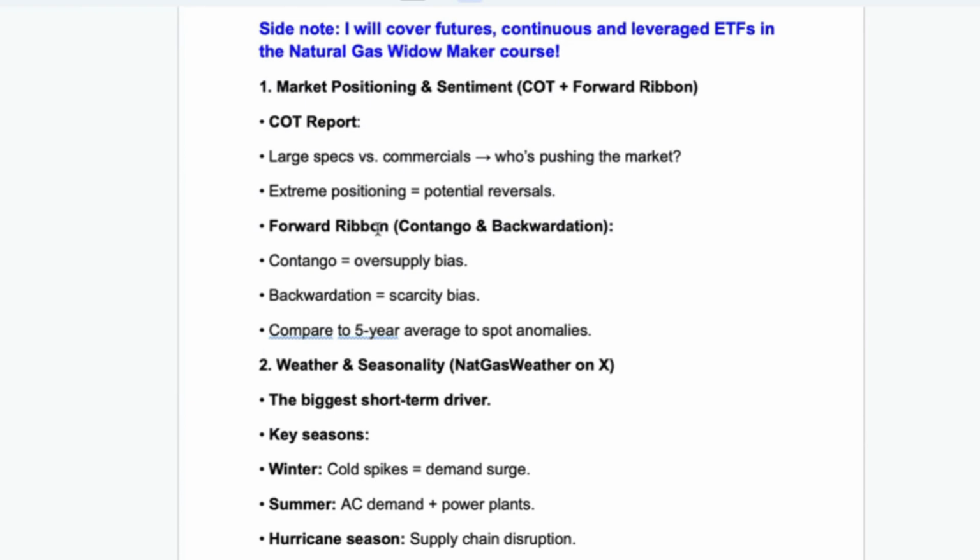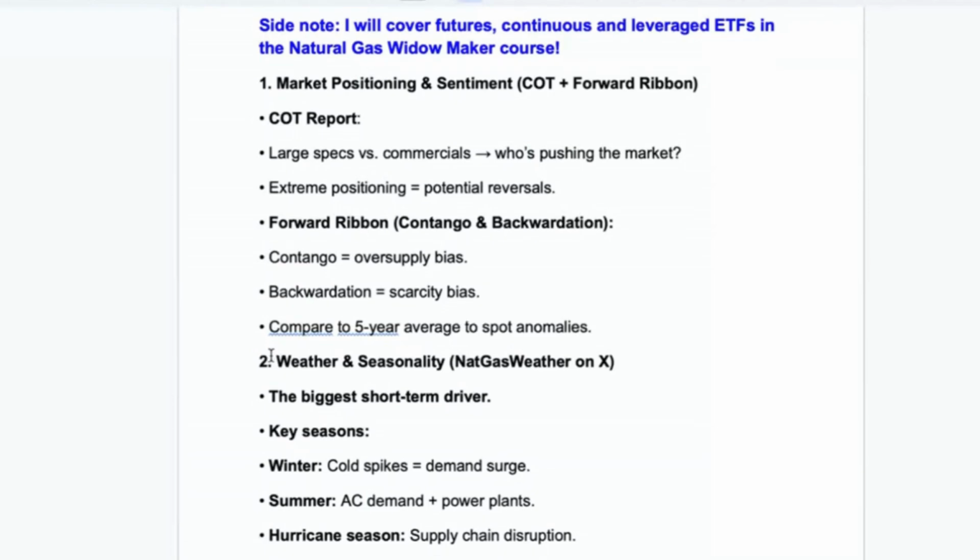I'll show you the COT report. I'll show you how you can look at it, the sorts of numbers that I look at. I look at the forward ribbon. I consider things like contango and backwardation. I'm not going to go into that now, but contango basically means there's an oversupply bias, and backwardation means there's a scarcity bias. I also like to compare where we are right now today to the 5-year average at this time of the year. I take all of that information and put it into my melting pot and come up with a direction.